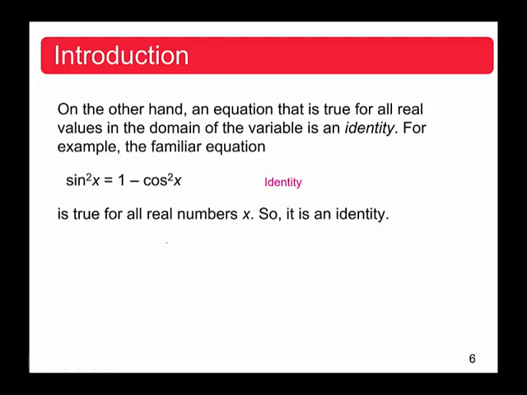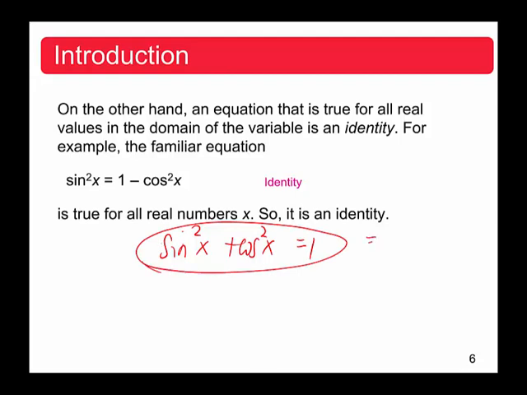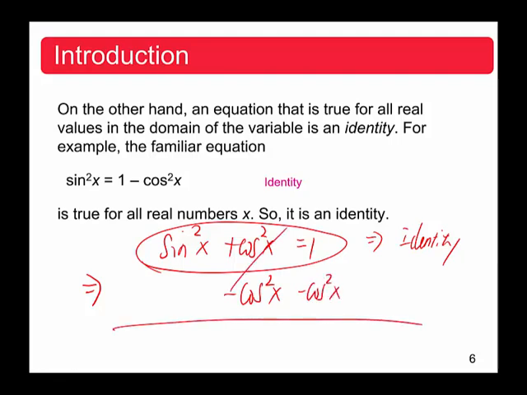Also, if you look at sine x squared plus cosine x squared, we already talked about this, it equals 1. This is what we call an identity. And we know that a derivative of this identity could be obtained if you subtract cosine x squared from both sides of the equation. Now, this identity is derived from the original identity, and this is also what we call an identity.